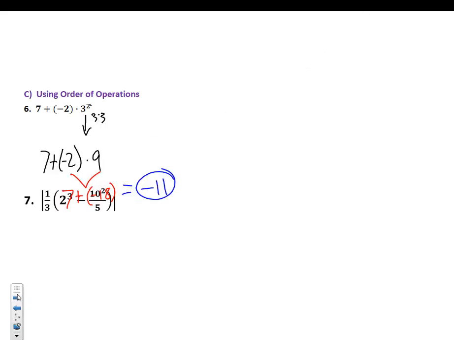Our next example, oops. I always hate it when that happens. I'm going to slide this out. So if you need to, pause and write it down first, or back up, and then write it down before we go to this one. So example number 7, we have the absolute value of 1/3 times 2 cubed minus 10 squared divided by 5. Oh my, there's a whole lot going on in here.